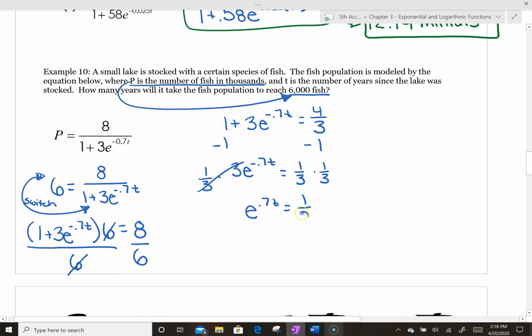So this would change to 1/9. Now you can natural log both sides. Those cancel. So 0.7t equals natural log of 1/9. And then, of course, to finish out the problem, we just need to divide by the 0.7.